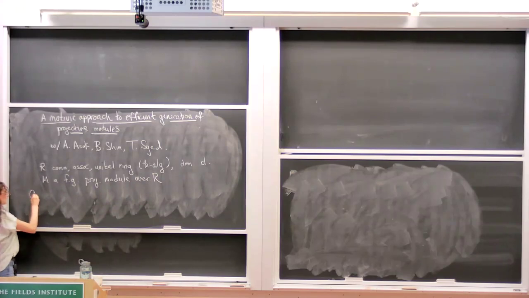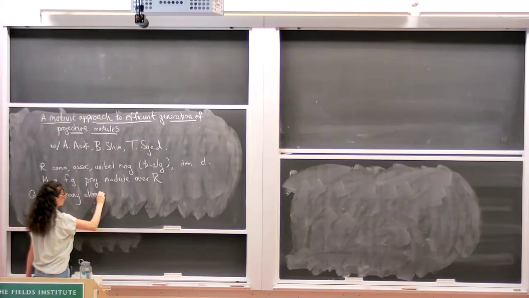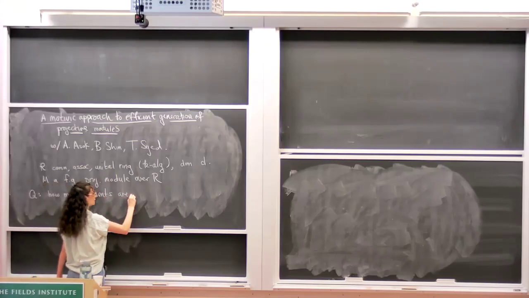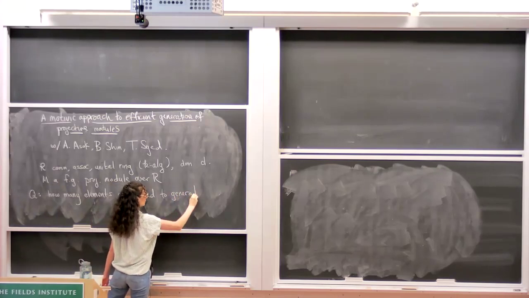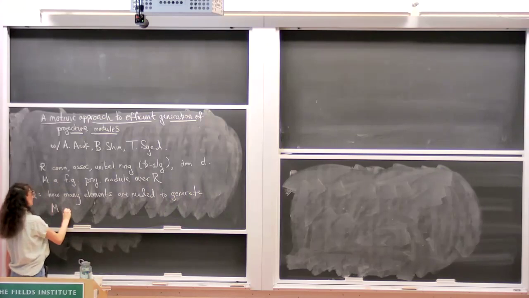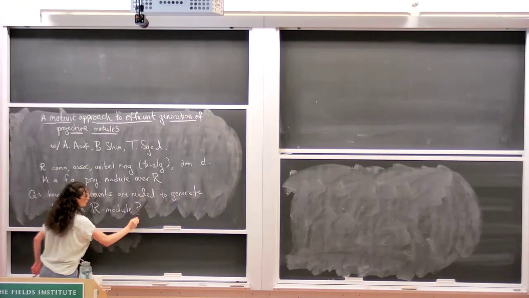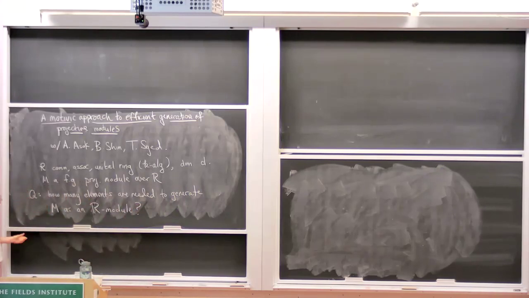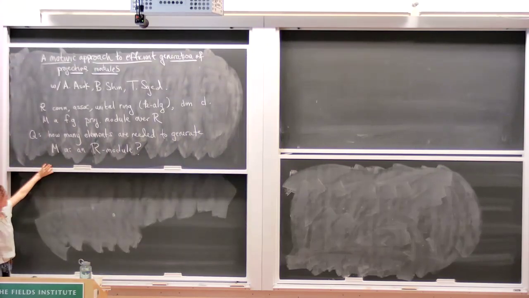So the basic question that we can ask is: what is the lowest rank free module that surjects onto M? In other words, how many elements of M are needed or are necessary to generate M as an R-module? Again, as I alluded to, this is a very classical question. And I really mean this in the literal sense, no homotopy theory involved yet.